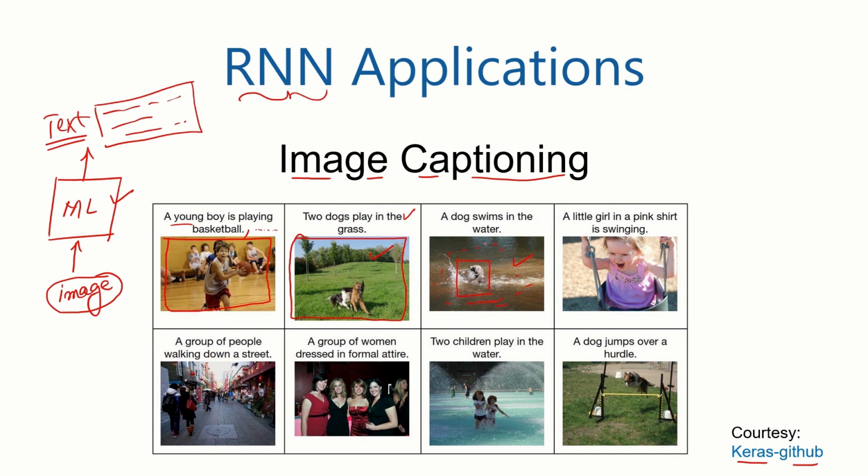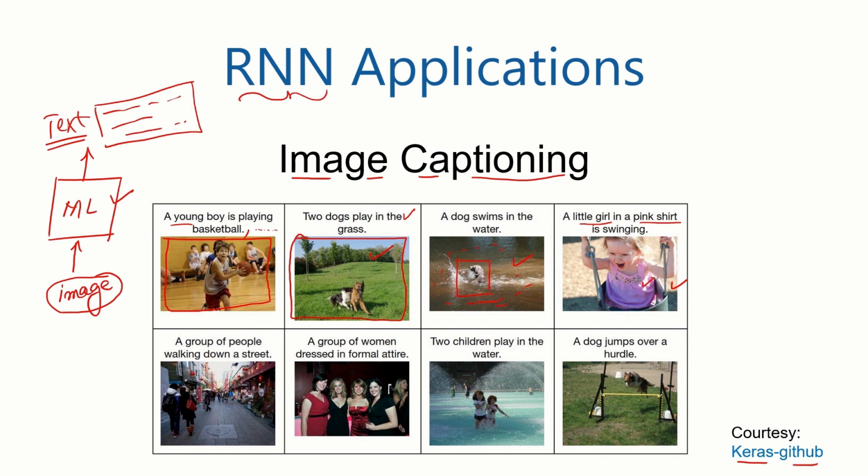Getting that this whole scene belongs to water, and the dog is swimming in there, that's difficult. At least before the birth of recurrent neural networks, it was close to impossible. See, for example, this image: a little girl in a pink shirt. See how detailed the caption is. A little girl, first of all, the girl is little, a little girl in a pink shirt.